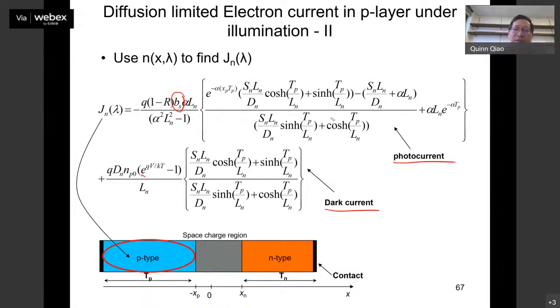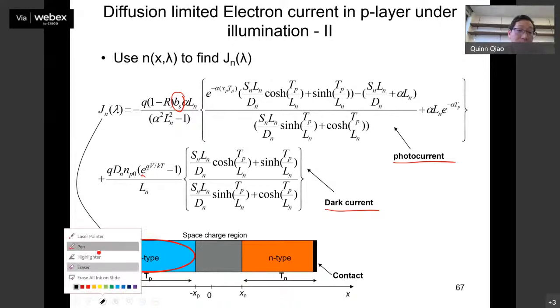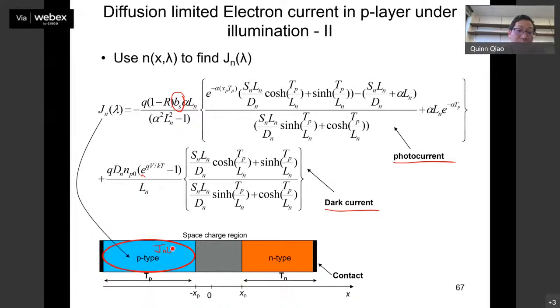So the first term is the photon current. The second term is the dark current. This one we will calculate only GN here, only GN. GN lambda, okay? And the other one you need to calculate what? JP lambda, right? JP lambda, okay?